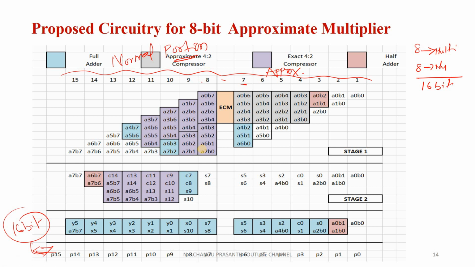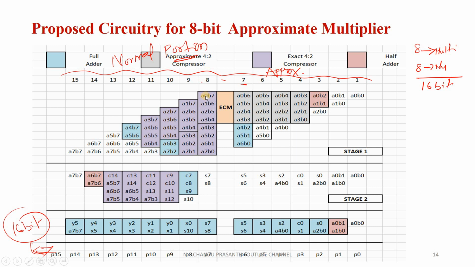So initially I had shown the architecture. So it is a full adder, an exact compressor. So it is a half adder. If you keenly observe this kind of approximate multiplier architecture, the proposed circuitry for an 8-bit approximate multiplier, it has just stage 1, stage 2, stage 3, stage 4. So in just 3 to 4 stages, we can get the 16-bit output.